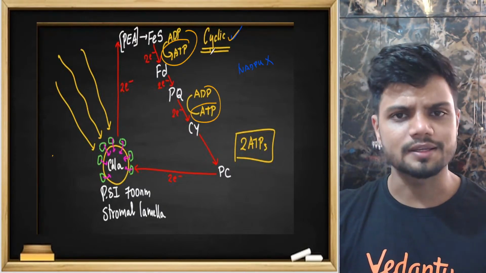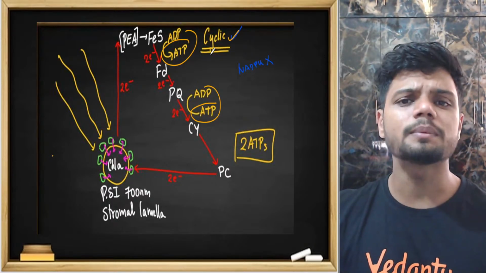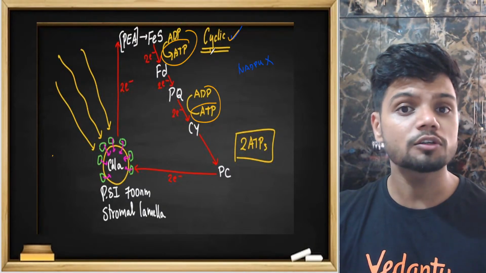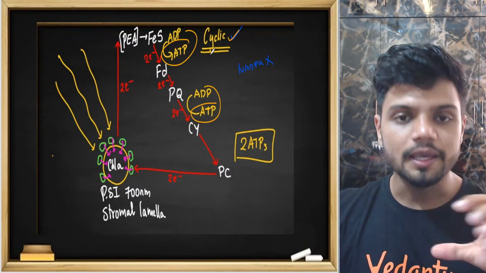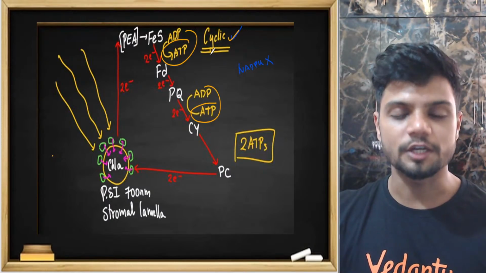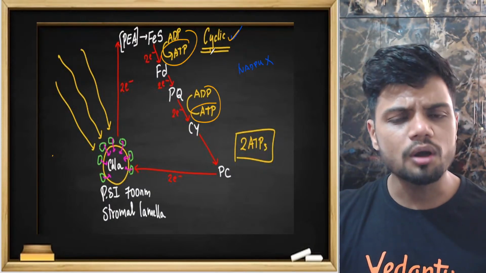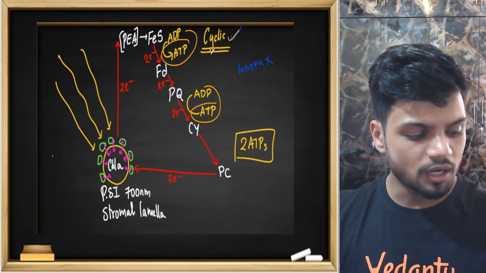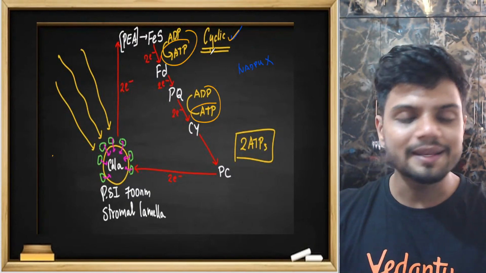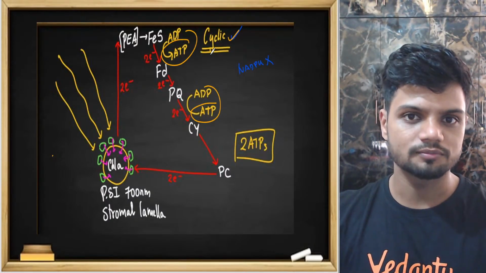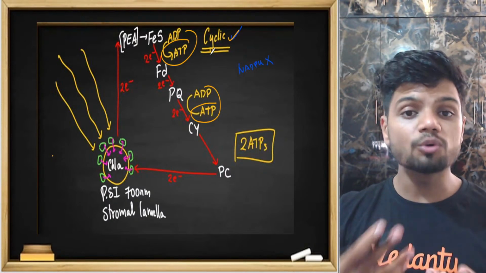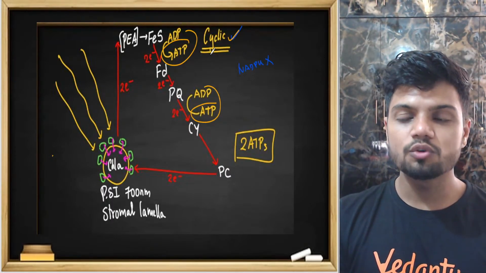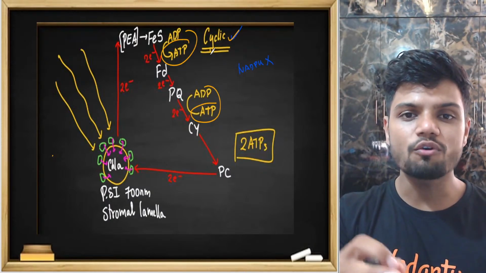Now, a question might arise. Explain how the formation of ATP is happening in the chloroplast. Because we know usually ATP is either produced in the cytoplasm, that is glycolysis, or in the mitochondria, that is electron transport and Krebs cycle. But how is it possible to obtain ATP from the chloroplast itself? To explain this phenomenon, you need to understand something called the chemiosmotic hypothesis.